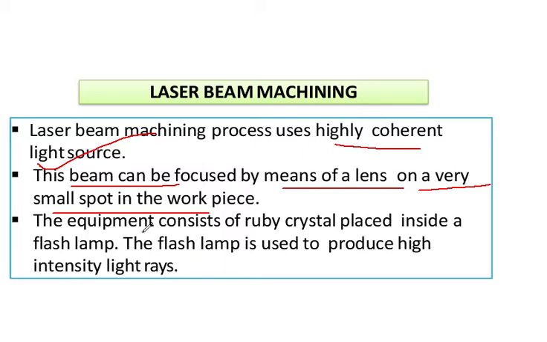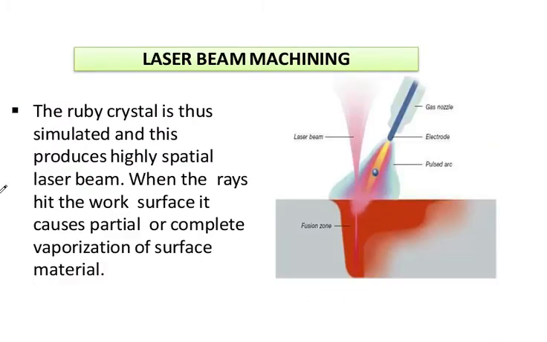And basically the equipment is a very simple structure. It consists of a ruby crystal which is placed inside the flash lamp, and the flash lamp is used to produce high-intensity light rays. You can see this is a very good picture.